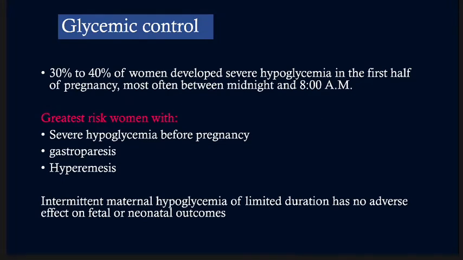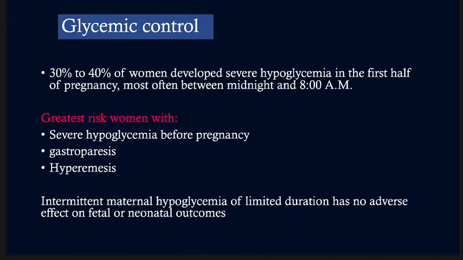So 30 to 40% of women will develop severe hypoglycemia in the first half of pregnancy. We are talking about pre-gestational diabetes, so patients who are already type 1 or type 2. And usually they will tell you, oh, I have low blood sugar in the middle of the night. I wake up at 3 in the morning or 2 in the morning, I'm shivering, I'm sweating, I need to drink juice, I need to have chocolate. This is because of the physiological effect, and plus the patients are diabetic, so it's like double things happening to them. The greatest risk is for patients who were already having episodes of severe hypoglycemia even before pregnancy, and patients with gastroparesis and hyperemesis gravidarum.